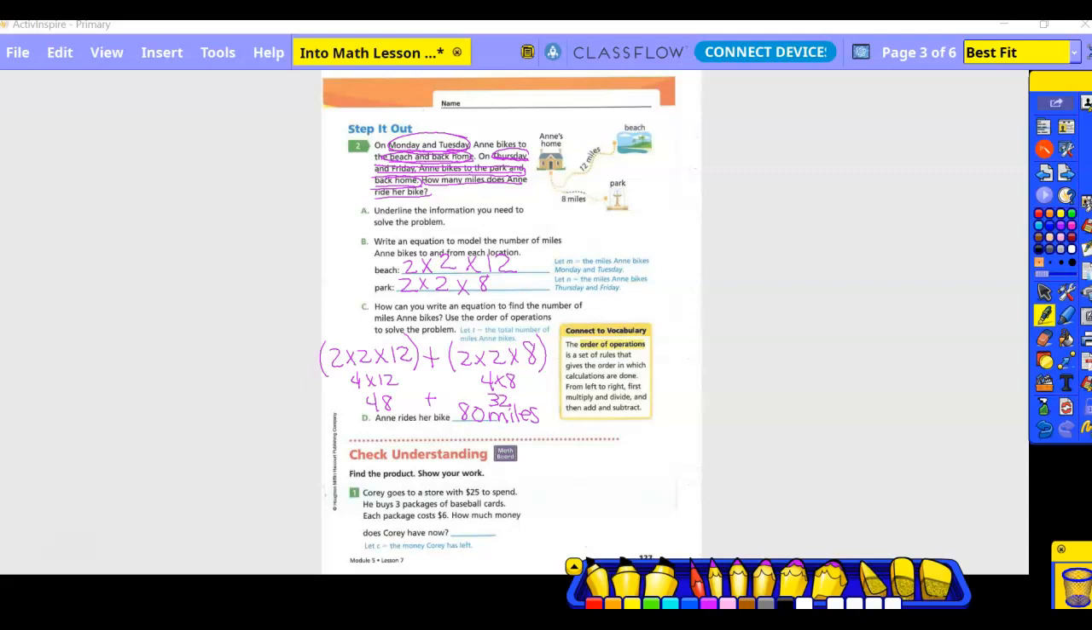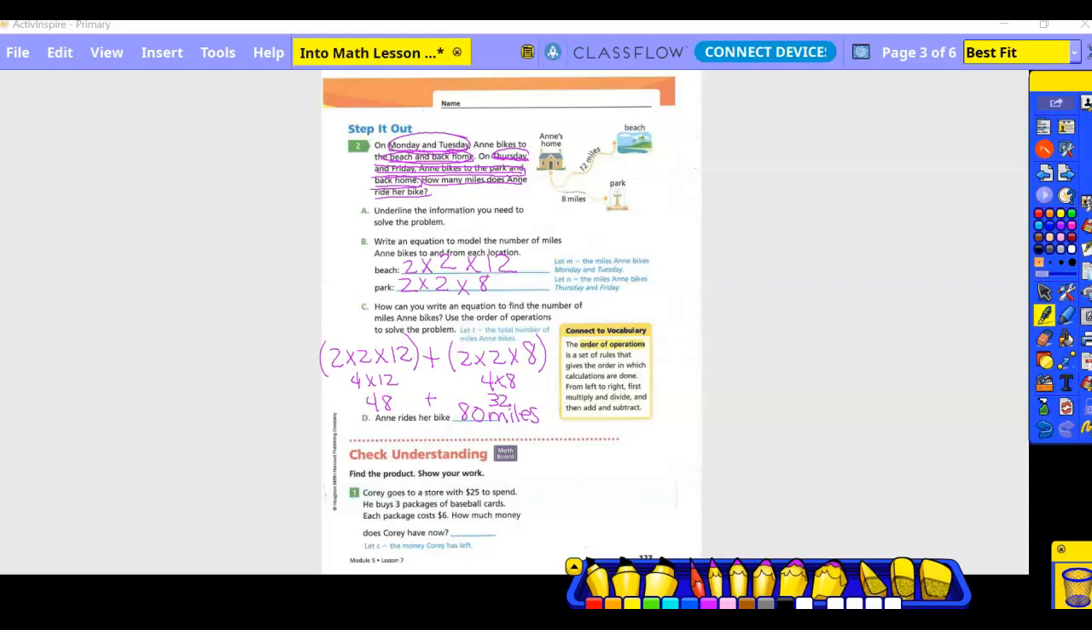We use the parentheses, so that helps us know order of operations. It is a set of rules that gives the order in which calculations are done. From left to right, first multiply and divide, and then add and subtract. So whatever is in the parentheses, we do that first, and then go on and continue working on the problem as we did on part C.